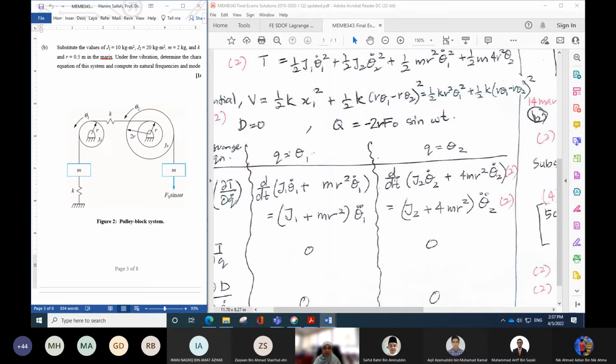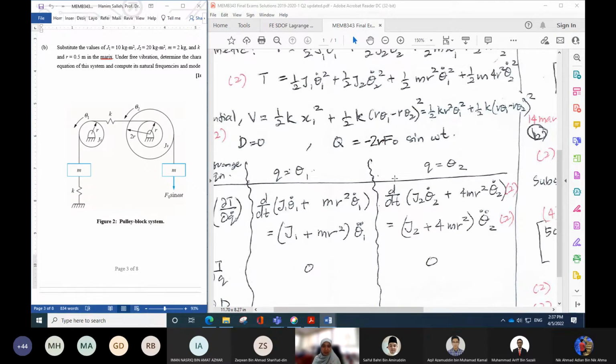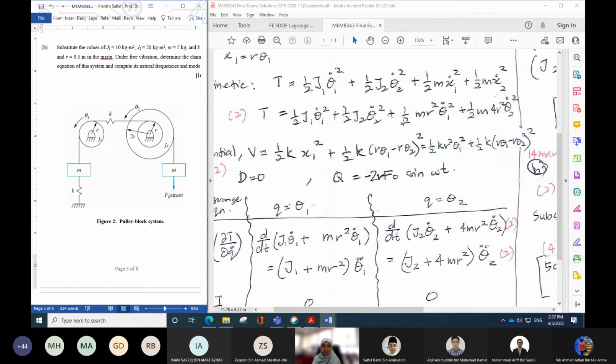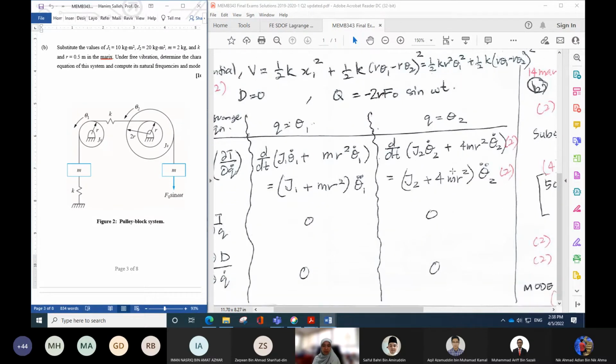So after you've done that, this is an example of how you get a full equation. You have your T, you have your V, and you don't have D. It's quite a handful here because you have 4 expressions for your T and your V. So you do the same thing as what you would do just now. You have these 2 columns for theta 1 and theta 2.